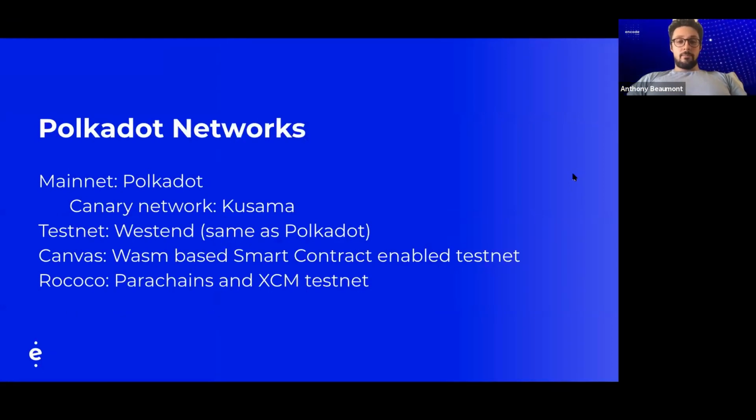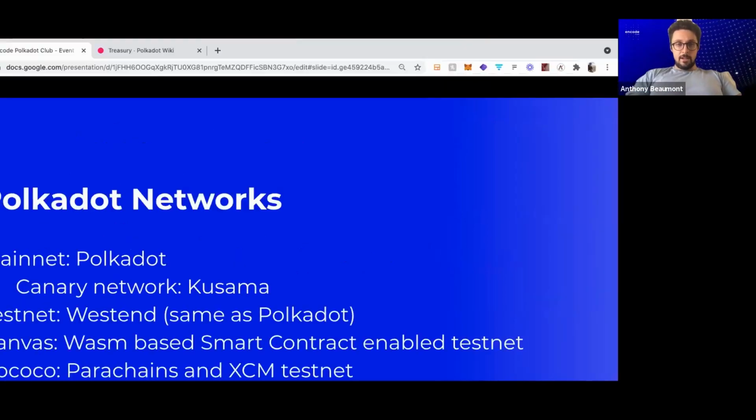Cool. The last thing I wanted to say is about the Polkadot networks. You have the Canary network, which is Kusama, and the testnet, which is Westend, if you want to do stuff on Polkadot. We're not doing coding stuff today. If you're interested in WebAssembly and smart contract enabled stuff, you use Canvas, and use Rococo for parachains if you want to do a testnet there, building a parachain. That's the first thing I wanted to mention today.